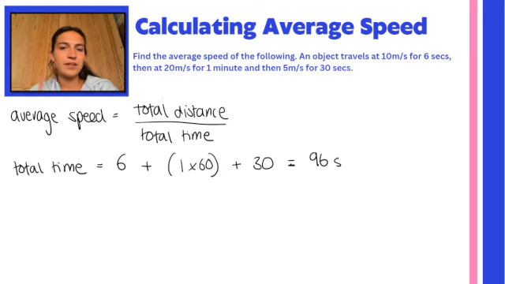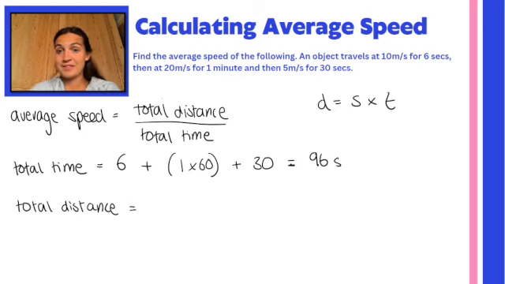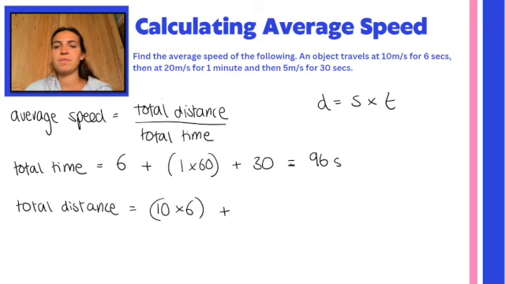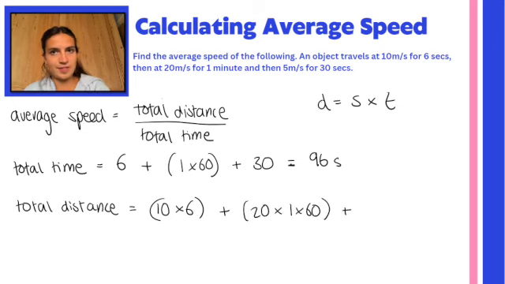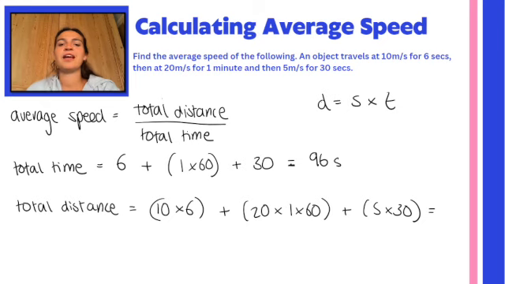Now I need to work out my total distance. So I have got to use my equation, distance equals speed times time. And then I'm going to work it out for each of the bits of the journey individually. So the first bit of the journey, that is my 10 speed times 6 seconds time. And then I'm going to add my second bit of the journey. So that's 20, my speed, times 1 times 60, my time in seconds. And the final part of the journey, 5 times 30.